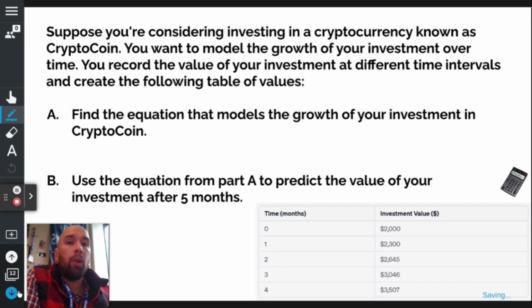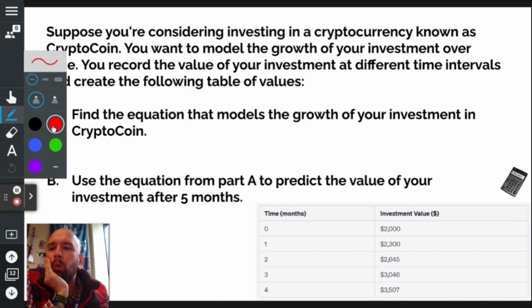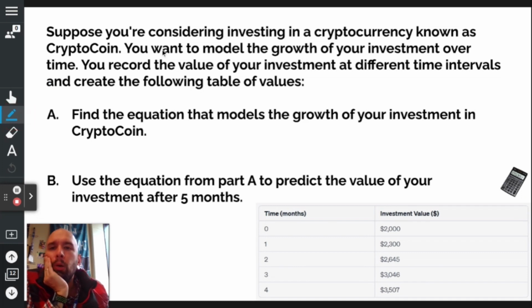Now we're going to deal with our calculator stuff. Okay, so lots of, not split screens, but I'm going to cut away and come back. Let's try to understand each problem before I do a whole bunch of things. Suppose you're considering investing in a cryptocurrency known as crypto coin. It's like a teacher made this up. You want to model the growth of your investment over time. You record the value of your investment at different time intervals and create the following table of values. Find the equation that models the growth of your investment in crypto coins.